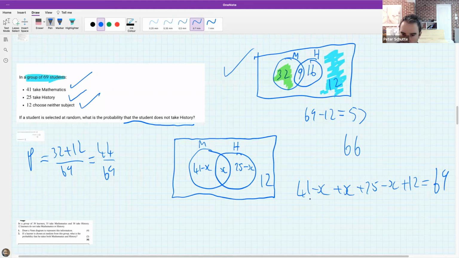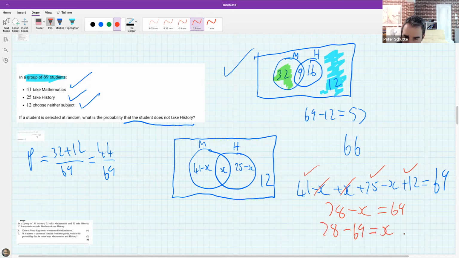And so if we add this up, minus x plus x goes away. And then we get 41 plus 25 plus 12. So 41, 25 plus 12. So that would be 78 minus x equals 69. And then if we move the x across, we get 78 minus 69 equals x, which gives us 9, which is the same.